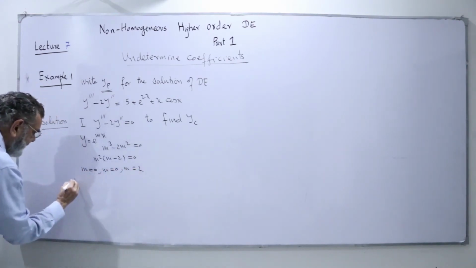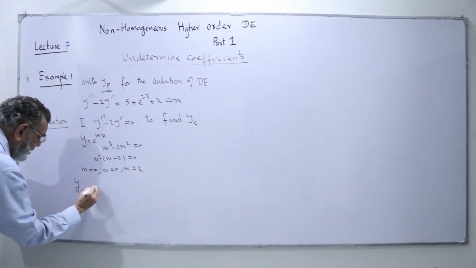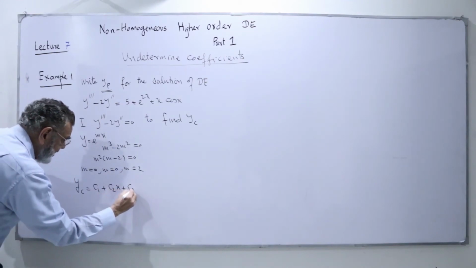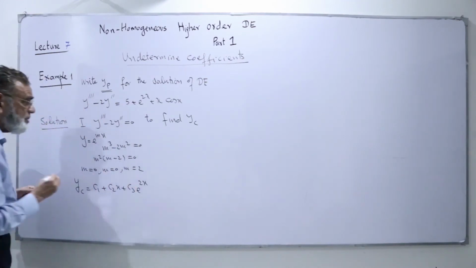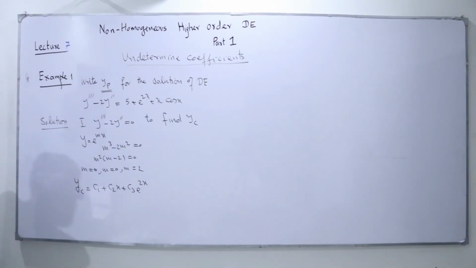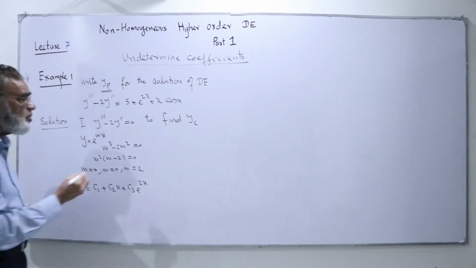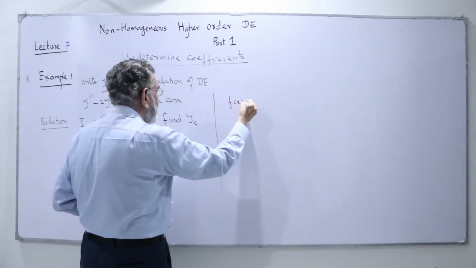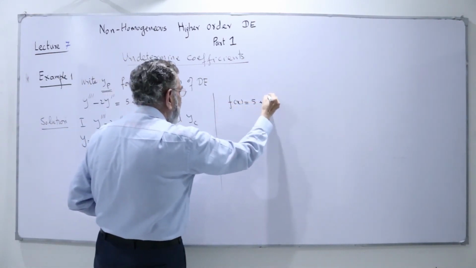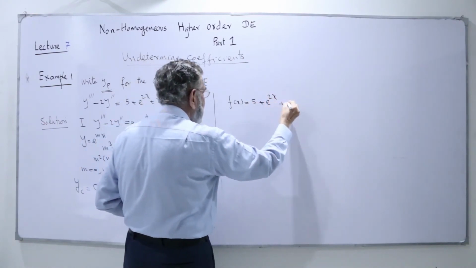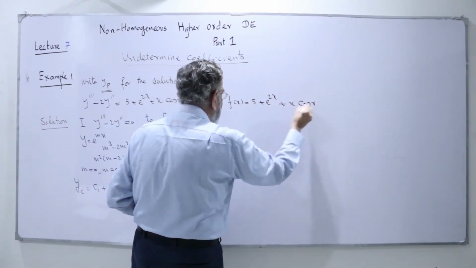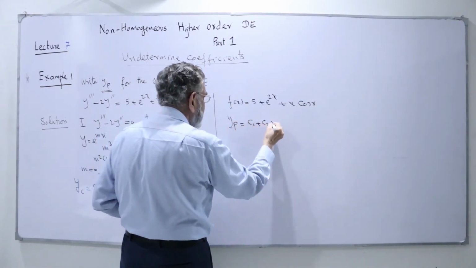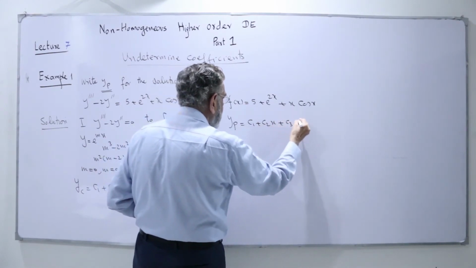So we can write my yc is equal to c1, e to power 0 is 1, c2x plus c3 e to power 2x. This is my yc. Now I have yc, I have f of x. I can decide about my yp. So here is my f of x. My f of x is equal to 5 plus e to power 2x plus x cosine x. And my yc is c1 plus c2x plus c3 e to power 2x.